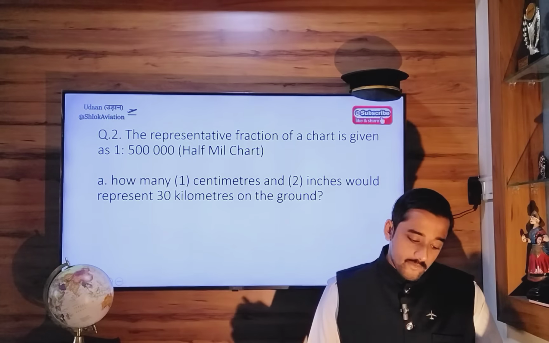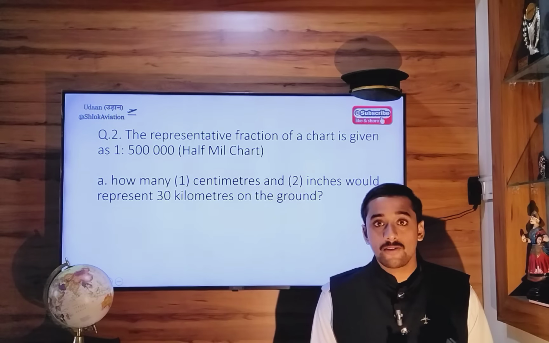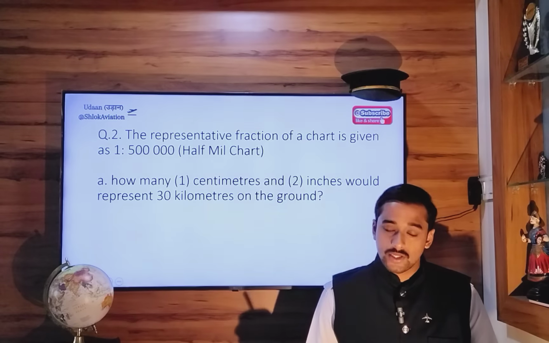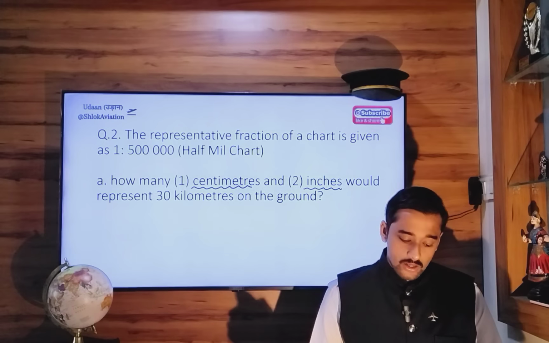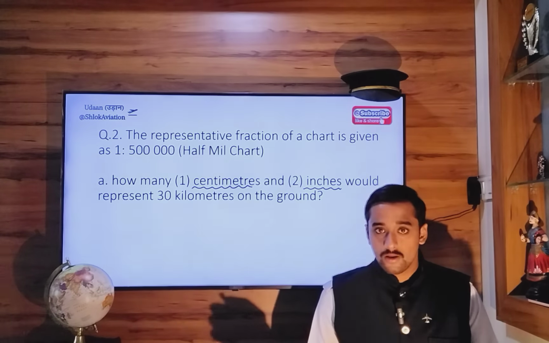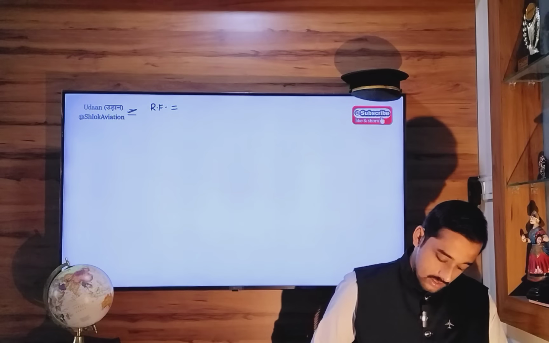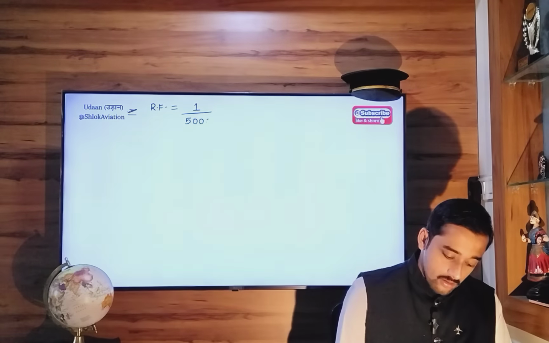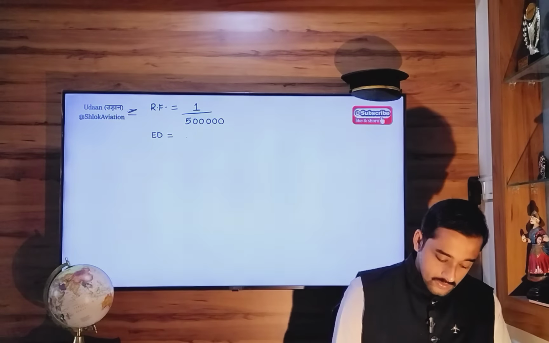Question number 2. The representative fraction of a chart is given. Here the scale is given to you. In the previous 5 questions we found out the scale. Here the scale is given and we have to find out the chart distance, in centimeters first and then inches, which would be equal to 30 kilometers on the ground. So representative fraction or scale is equal to 1 divided by 5 lakh. Earth distance is 30 kilometers. We have to find out chart distance.